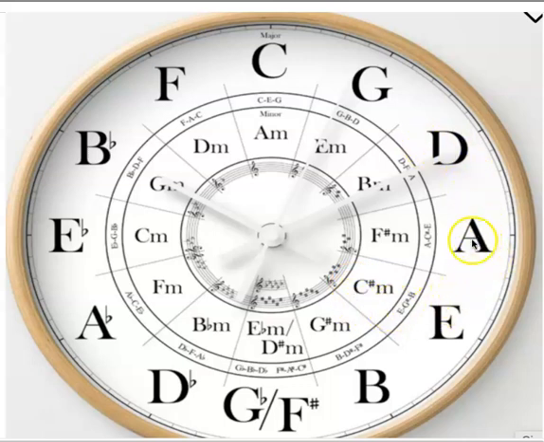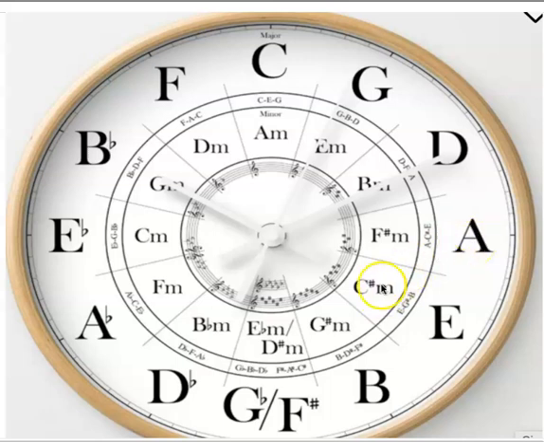So we look at A, D, and E, 1, 4, and 5. We look at A. This is the second. How do I know that? Because A to B is a second. What would be the third? It would be A to C sharp. Your third is going to be here in this position. Your second is going to be here in this position.